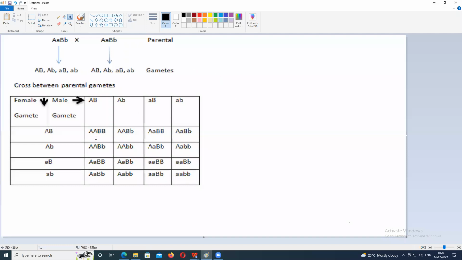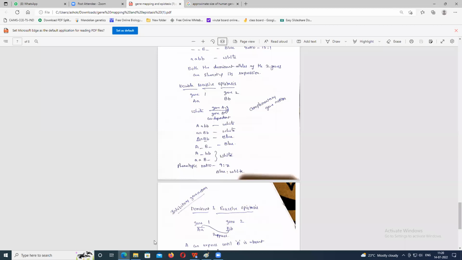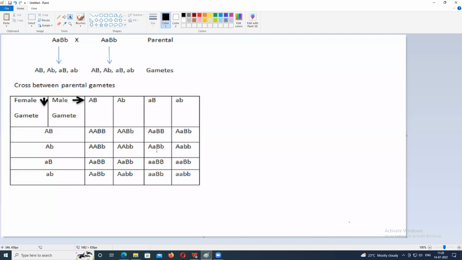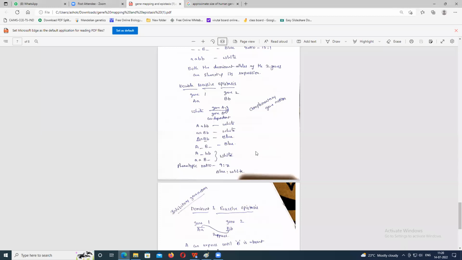Okay, here is capital A capital B there? 1, 2, 3, 4, 5, 6, right? 7, 8, 9. Did 9 come? We got 9. 9 is blue. Then what is the ratio of white? How many whites are there, leaving the 9? Out of the 16, leaving 9, how many numbers remain? 7. All the 7 will be white in color. Understood till here, all of you?